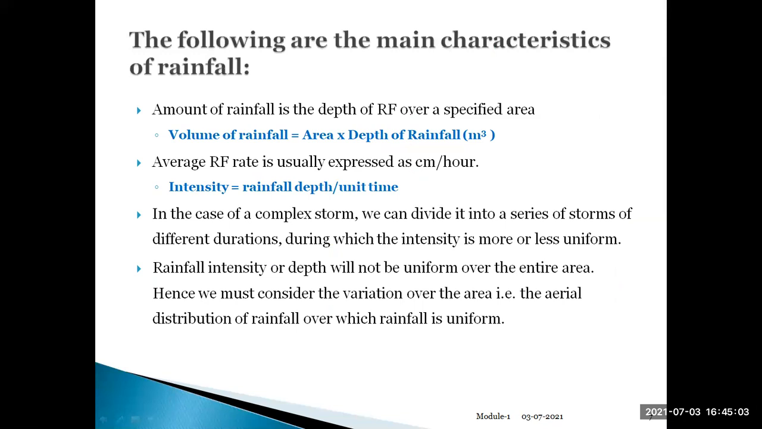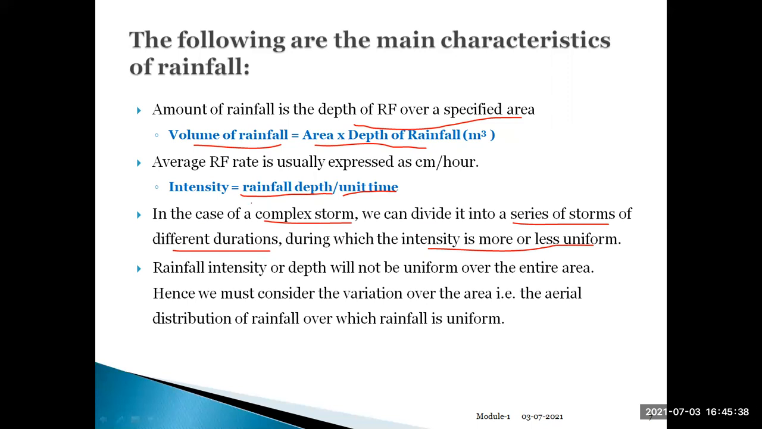There are some characteristics of rainfall. The amount of rainfall is expressed as the depth of rainfall over a specified area. So that is nothing but the volume. Volume of rainfall is depth into area. And the intensity of rainfall is rainfall depth divided by time. In the case of a complex storm, we can divide it into a series of storms of different durations, during which the intensity is more or less uniform.